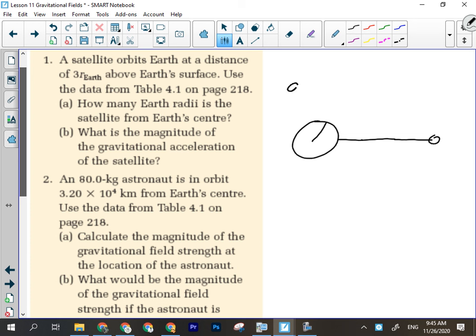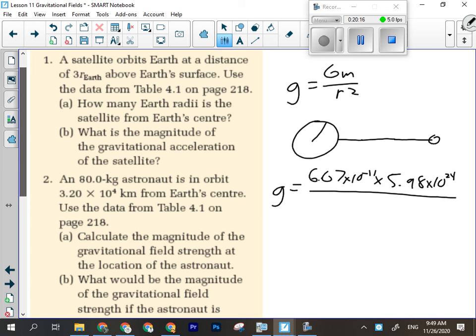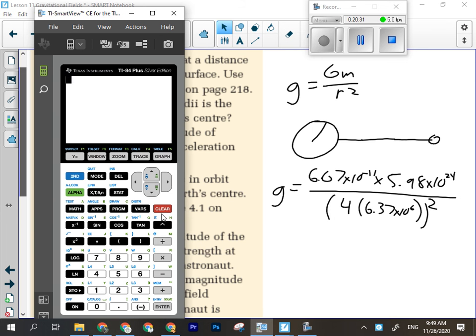So that would be, give you a minute to try that. All we have to do for the first one is plug in our numbers. So little g is going to be 6.67 times 10 to the minus 11, so big G, times the mass of the Earth, because that's what the satellite is orbiting, and then divide that by 4 times the Earth's radius squared. So 4 times 6.37 times 10 to the 6, all squared.